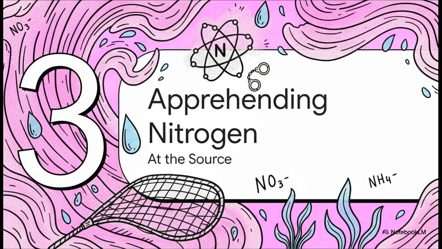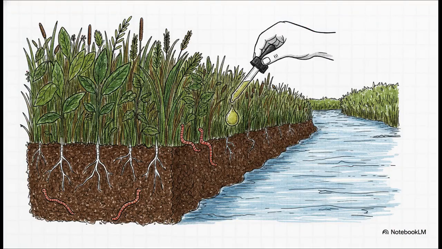Moving right along to Section 3, apprehending nitrogen at the source. With our reliable data securely in hand, it's time to go after suspect number 1, nitrogen. Now, nitrate is incredibly sneaky. It slips into our water through agricultural fertilizer runoff, decaying organic matter, manure, septic leaching, and wastewater.